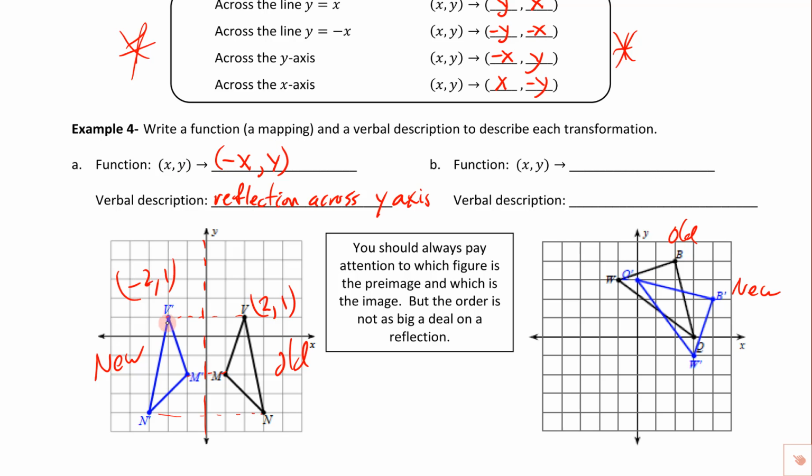It is. Okay. And again, just to mention this here, always pay attention to which figure is the pre-image and which one is the image. The order is not as big a deal as on a reflection because the direction isn't so much as finding the line of symmetry here. So let's take a look at this one on example B. And again, with some practice, you'll be good at seeing these lines of symmetry.